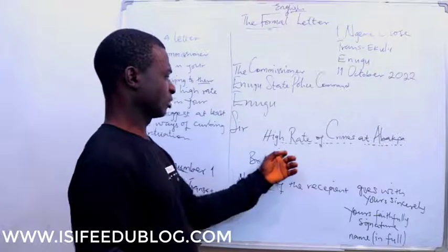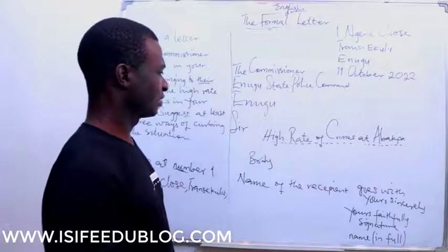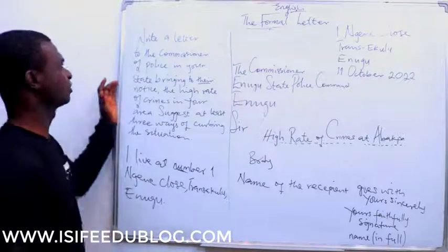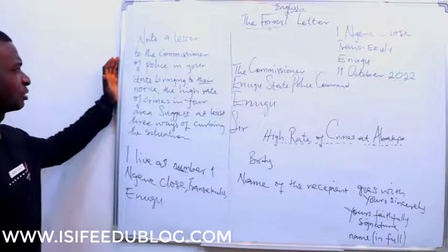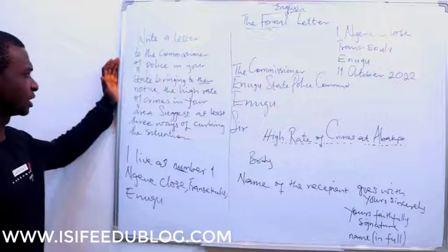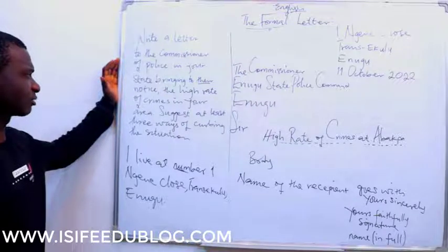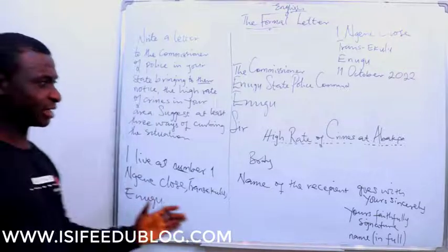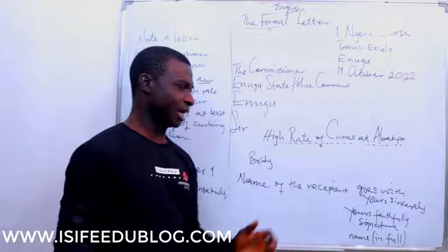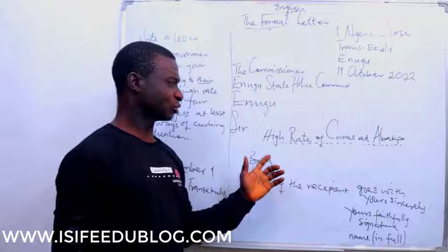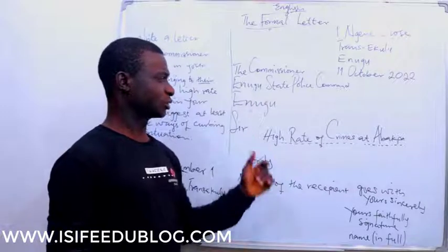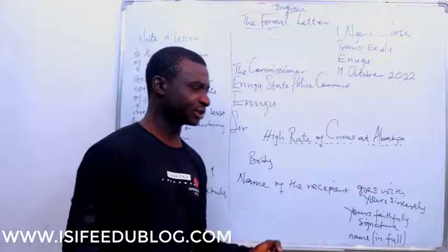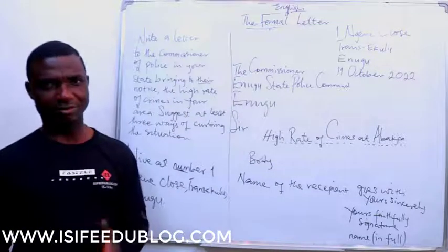So, here we have the high rate of crimes at Ababa, because here we have been told, write a letter to the Commissioner of Police in your state, bringing into the notice the high rate of crimes in your area. So, my area is Ababa. So, I've written to the Commissioner, and my title is High Rate of Crimes at Ababa, my area.